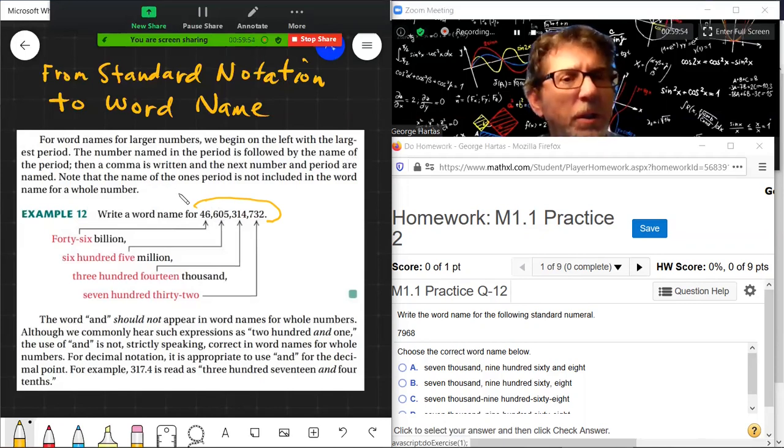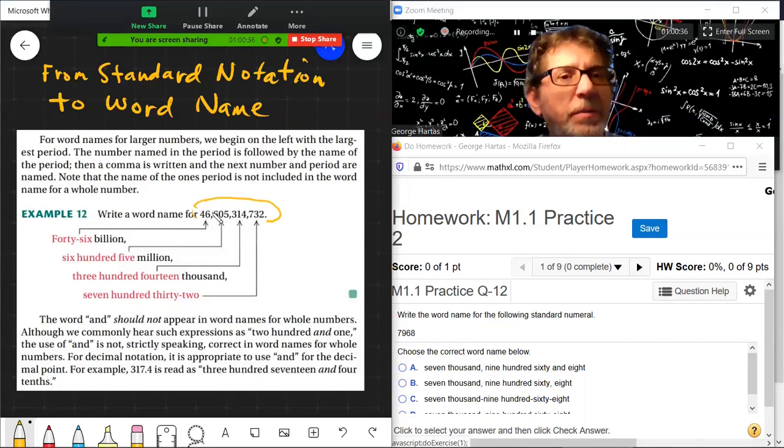So in other words, a little review on the periods. We have the ones period, the thousands, the millions, the billions. So what they're talking about here, the number named in a period. So let's look at this leftmost period, 46. See, the number named in a period is followed by the name of the period, and the name of this period is billion. So this part only is pronounced and written as 46 billion. But then you have a comma afterwards. And then the next number and period are named.